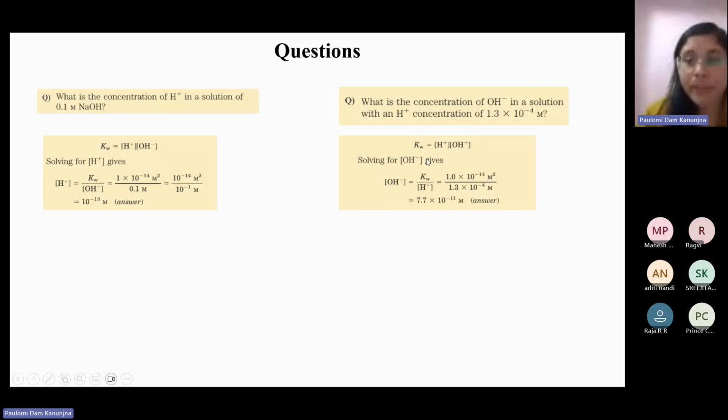So the same formula, ion product, which is H plus ions into OH minus ions. We have to find out the value for OH minus ions. So we'll divide the ion product by H plus ion concentration, simply substituting it. 10 to the power minus 14. So you take minus 4 in the denominator, it becomes plus. Minus 14 plus 4 is minus 10. 1 by 1.3 is, as people have written, 0.7.